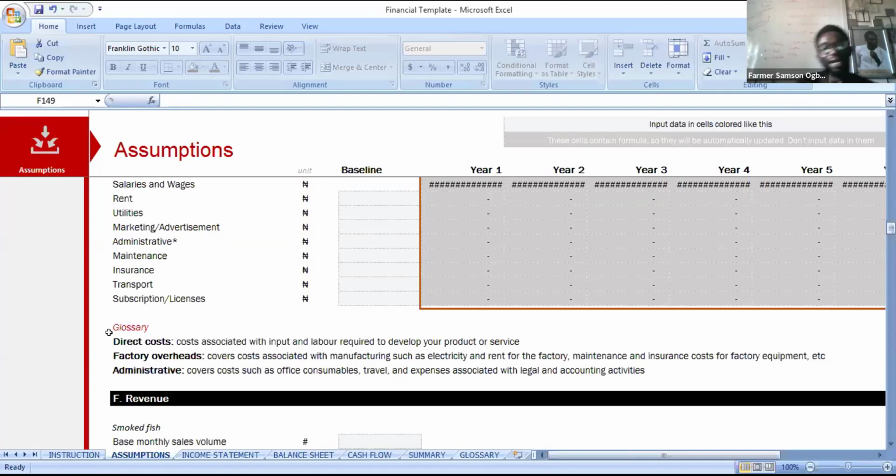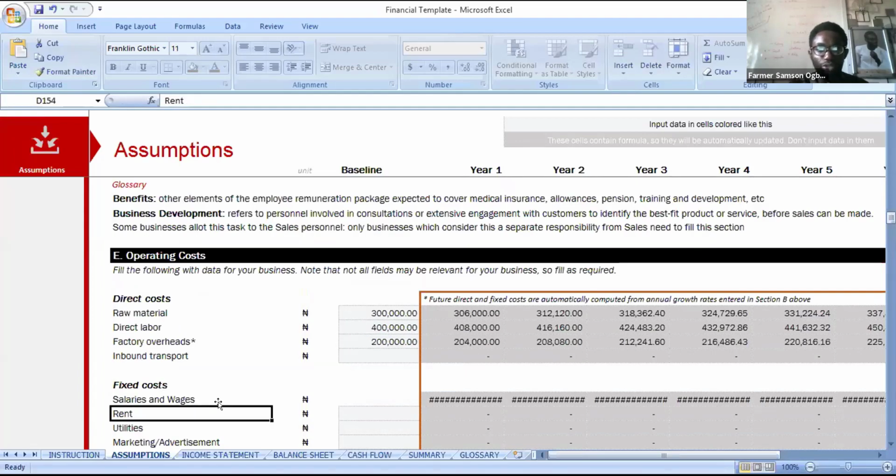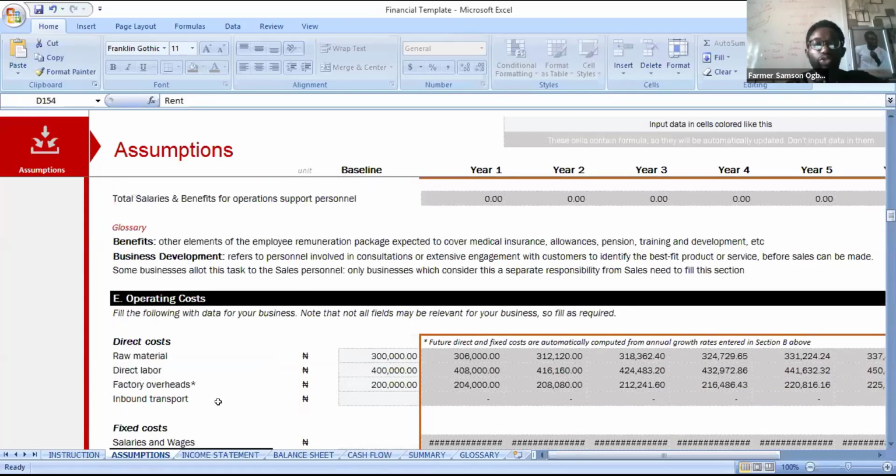Now people always ask, how do I calculate my rent if I paid for 2 years? For your annual, just divide your 2 years rent by 2. So if you've paid a rent of 5 years, divide it by 5 to get how much you are spending per year. So let's say you put another 200.